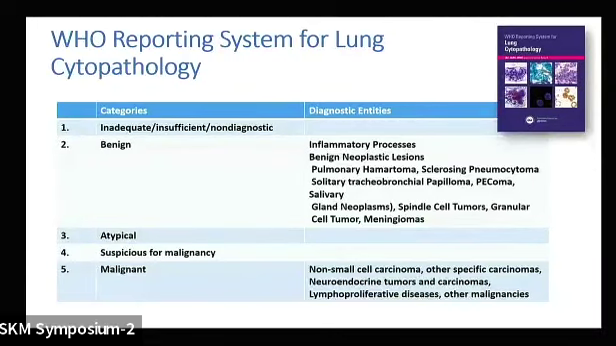For instance, the benign category includes inflammatory reactive lesions. It also includes benign neoplastic lesions, such as a pulmonary hamartoma, a sclerosing pneumocytoma, and even spindle cell tumors and granular cell tumors are included in this category. Atypical and suspicious are fairly self-explanatory, and malignant includes all the non-small cell carcinomas along with neuroendocrine tumors and carcinomas, and lymphoproliferative diseases in this categorization. So this is the structure that has been given out by the WHO.